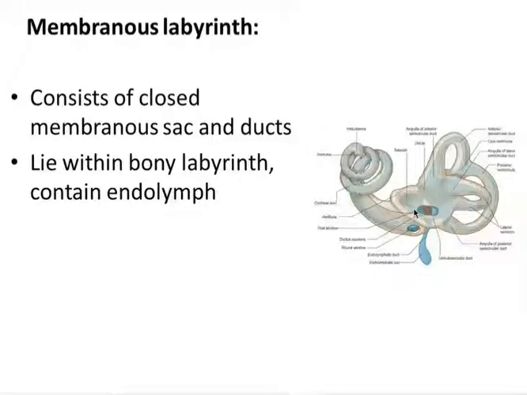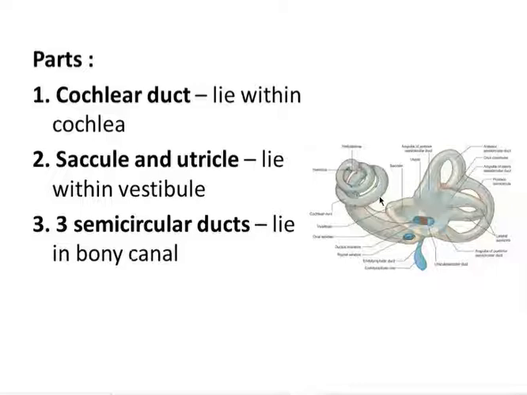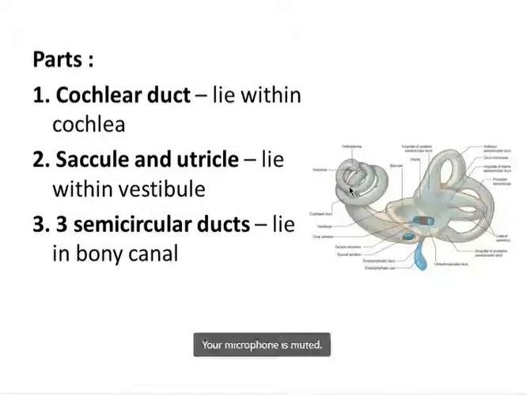Now come to the different parts of the membranous labyrinth. Now in the bony part, there was a cochlea. Now in the membranous labyrinth, inside the cochlea, there lies a cochlear duct. Okay, so inside the cochlea there is a cochlear duct. Now inside the vestibule there is a saccule and the utricle. So this is the saccule here and this is the utricle. So these two, saccule and utricle, lie within the vestibule. And in the bony part there were three semicircular canals. Now in the membranous part there are three semicircular ducts. Okay, so these are the three different parts of the membranous labyrinth.